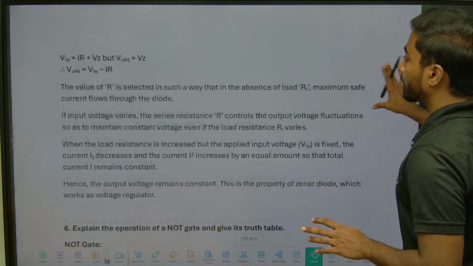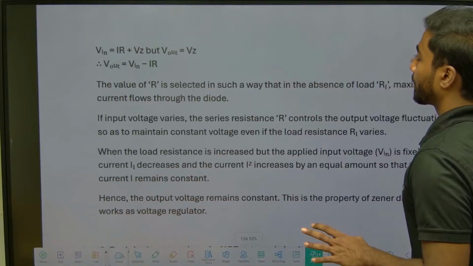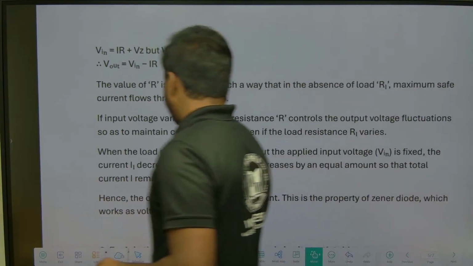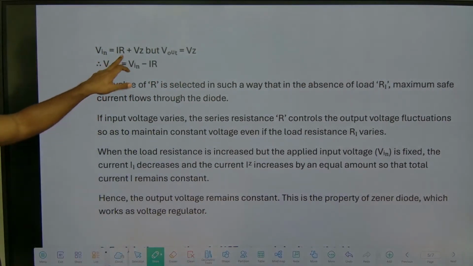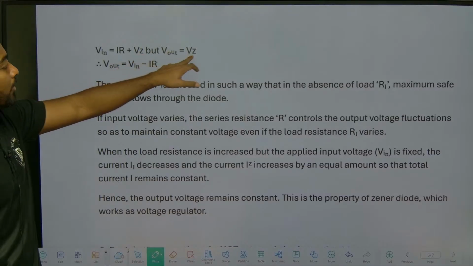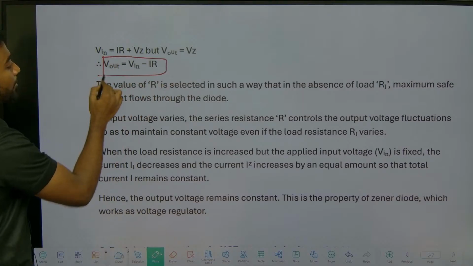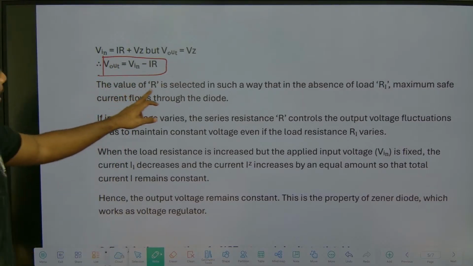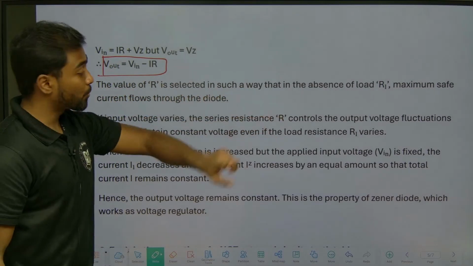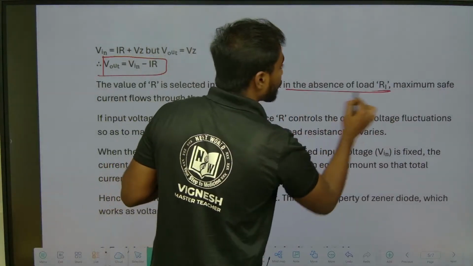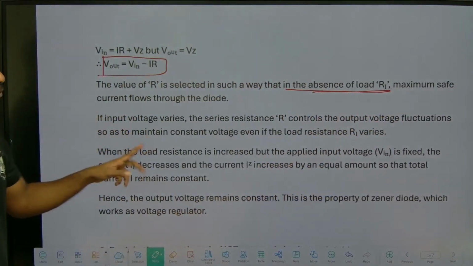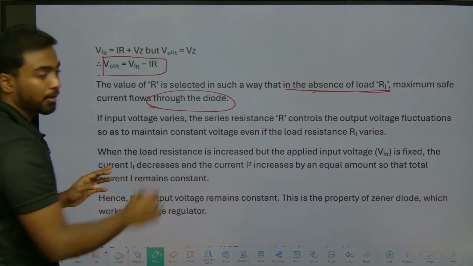The next part: V in is equal to IR plus VZ, but V out is VZ, right? So what is V out? V out will be V in minus IR. The value of R is selected in such a way that, in the absence of load resistance, the maximum safe current flows through the diode.